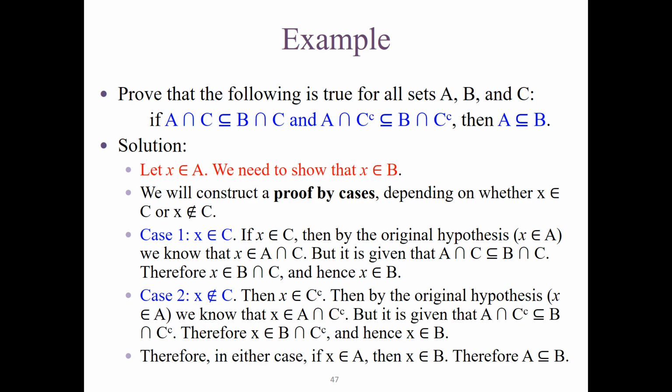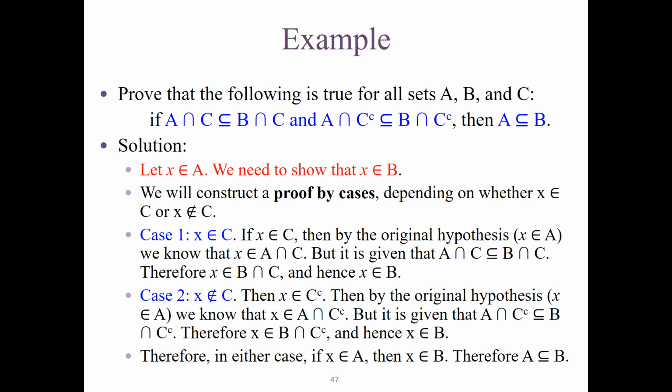Okay, then let's see the premises of the question. A intersection C is a subset of B intersection C. Then if x is in A intersection C, then based on the premises, by the definition of subset, x is also in B intersection C. So we can write x also in B intersect C.